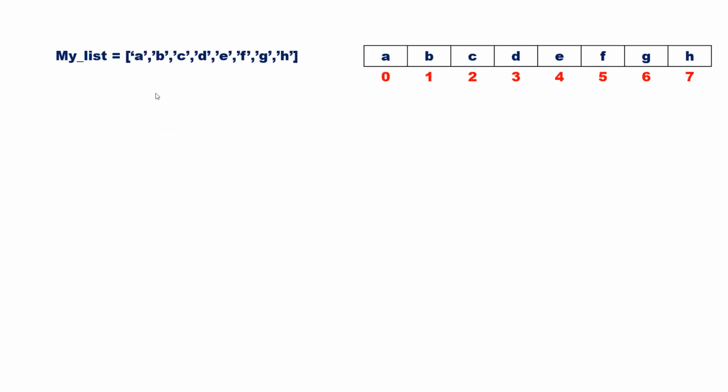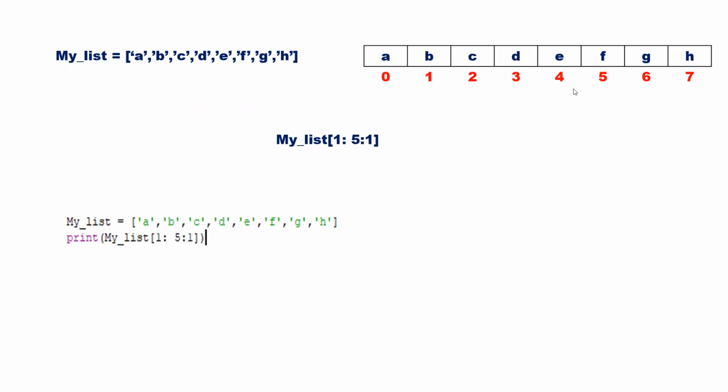For example, assume that my list is equal to A, B, C, D, E, F, G, and H. So our index values start with 0. So it goes up to 7. My list 1 colon 5 colon 1 in the square brackets will return a list consisting of characters from index 1 to 4. So the start position here is 1. So this is the position 1 and the value at 1 is B. Here the step value is given as 1.